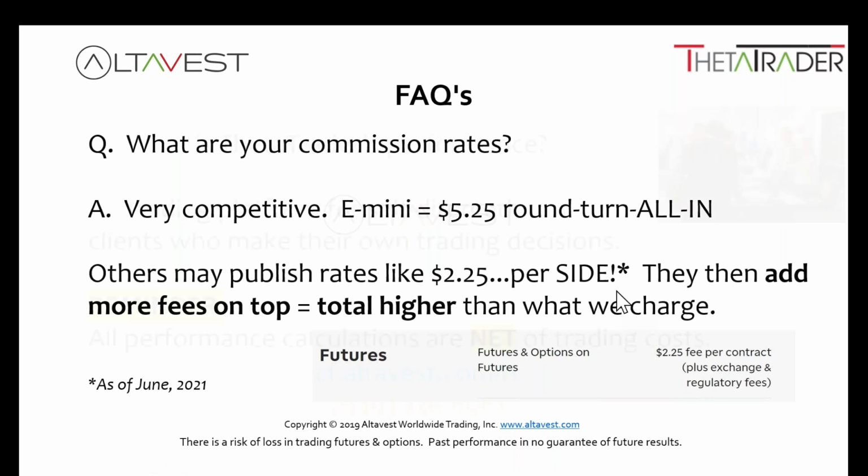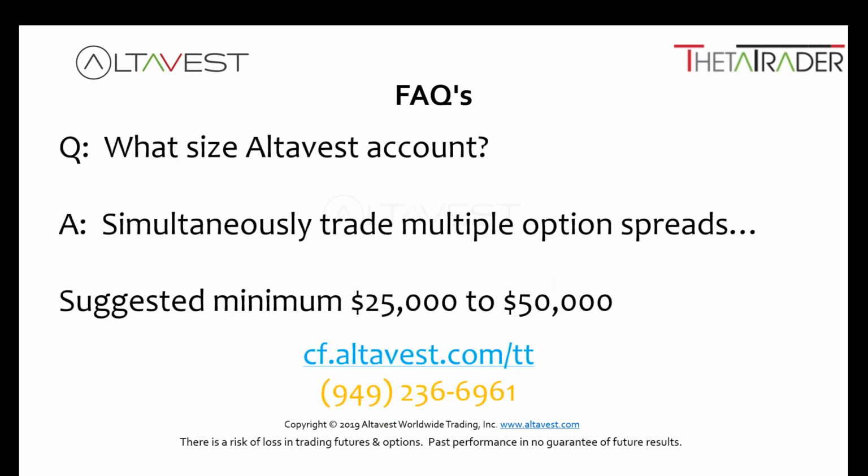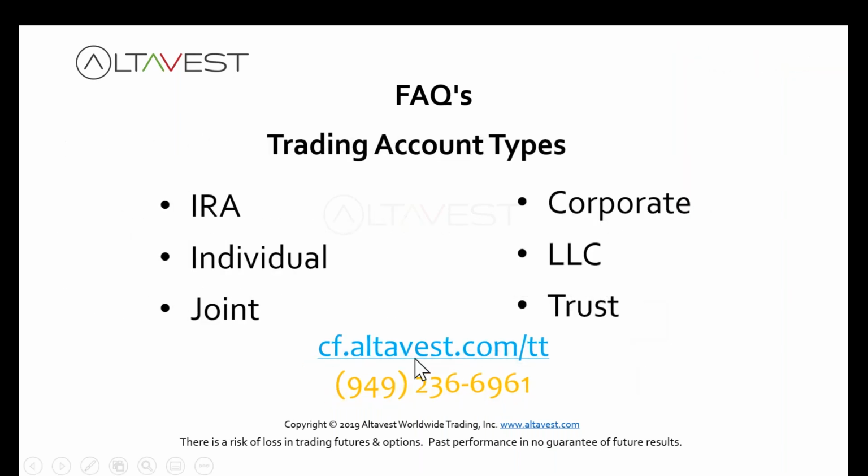And I want to also point out that everything that you saw in Theta Trader is net of trading cost. All the percentages and dollar figures, performance is net of trading cost. And of course, everyone has different trading performance because everyone places trades differently. What size of account? Well, if you want to have multiple option spreads going, 25,000 is the minimum. And we suggest 50 to 100. And of course, you can do an IRA, individual, joint, corporate, LLC, trust, any of those works well.